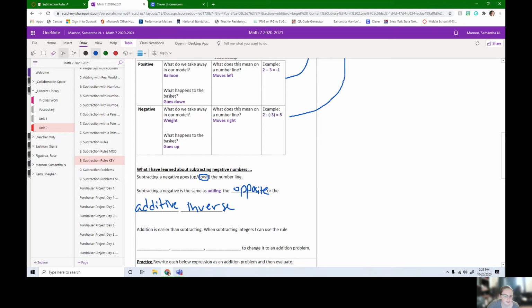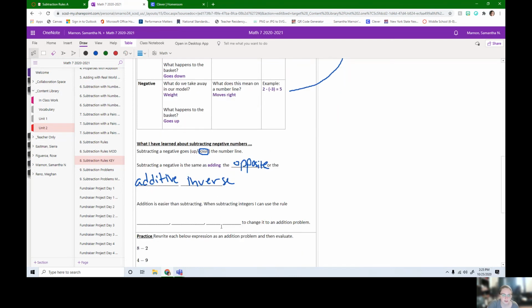Okay, addition is easier than subtracting. When subtracting integers, I can use the rule blank, blank, blank to change it to an addition problem. So what I like to do is change it to addition. The rule is leave, change, change. So let's write it in by hand. You're going to leave the first number alone. You're going to change subtraction to addition, and then change positive to negative or negative to positive.